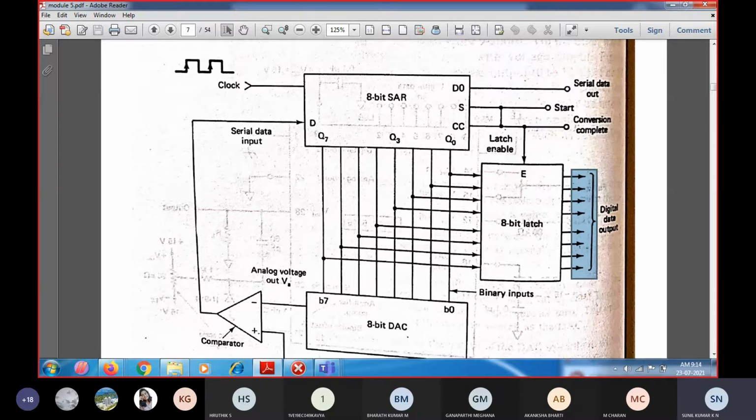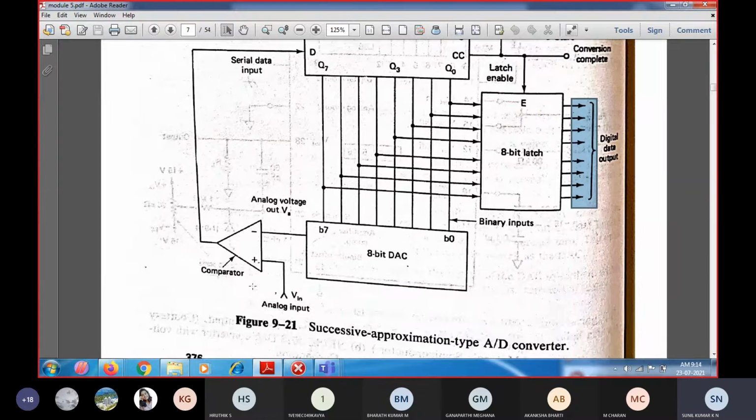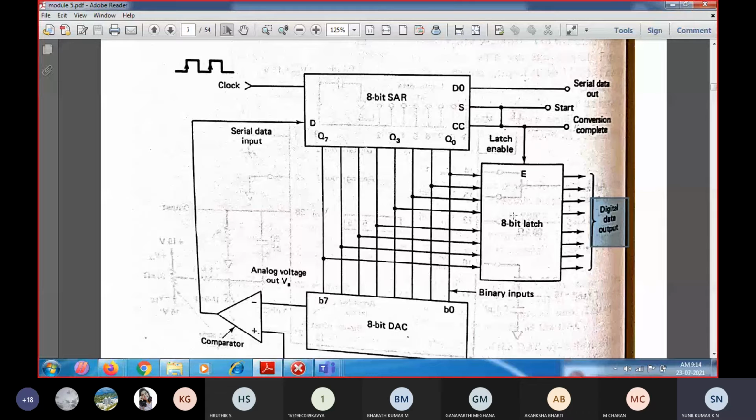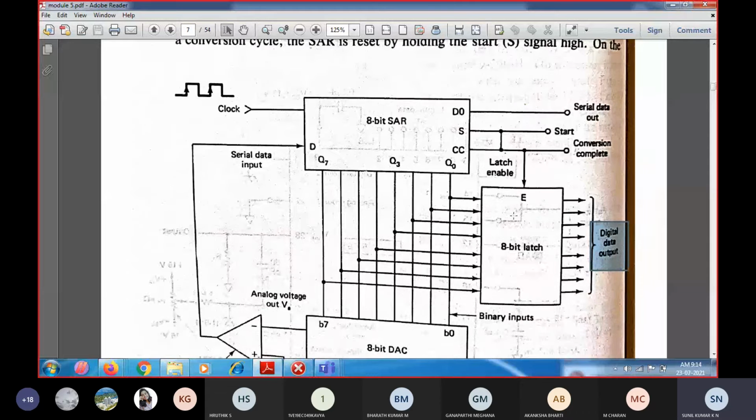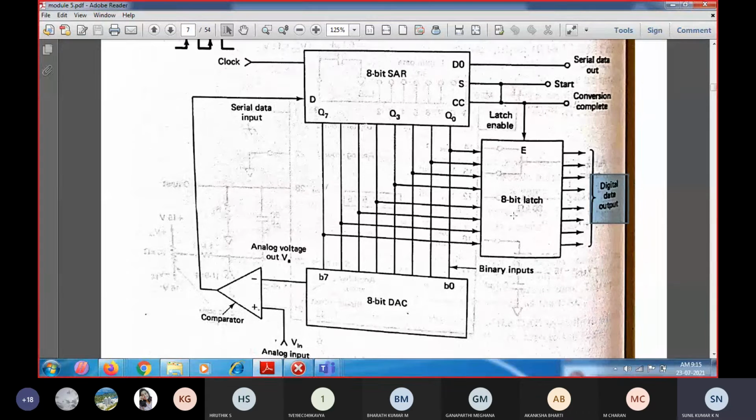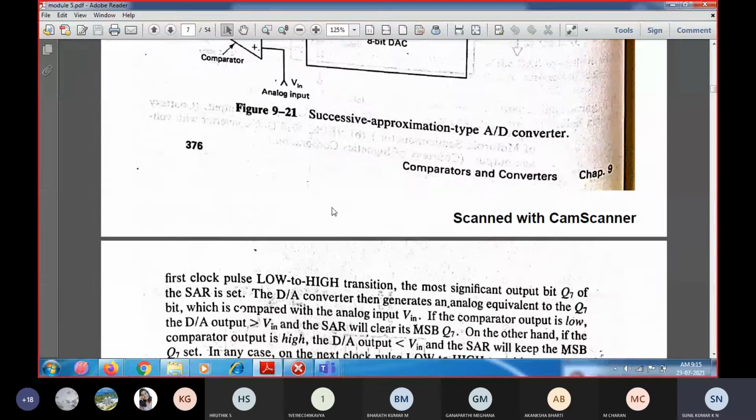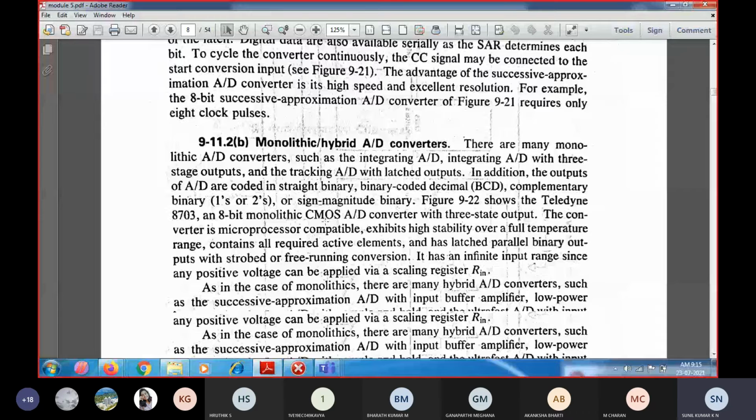So this gives the corresponding digital representation equivalent to the analog signal. Whatever the unknown analog input signal is, you will get its corresponding digital representation as the output over here. So this is about the successive approximation register, and this is nothing but the working of the successive approximation register. With this, I'll just move on to the next topic.